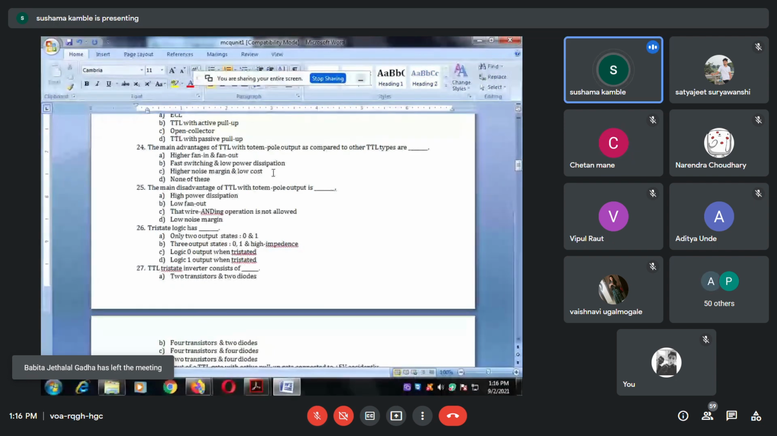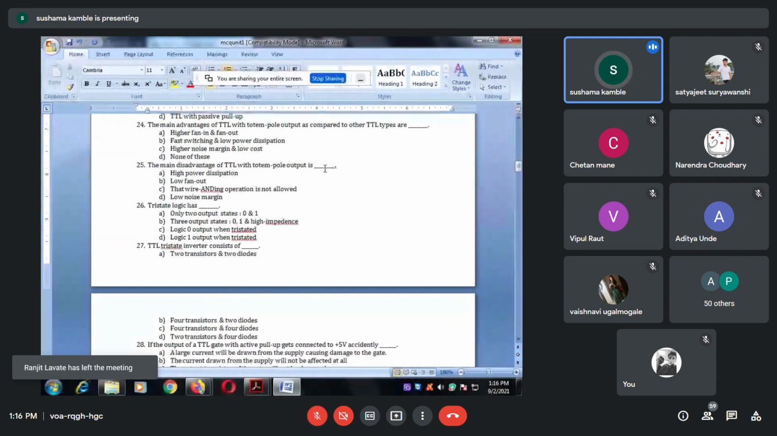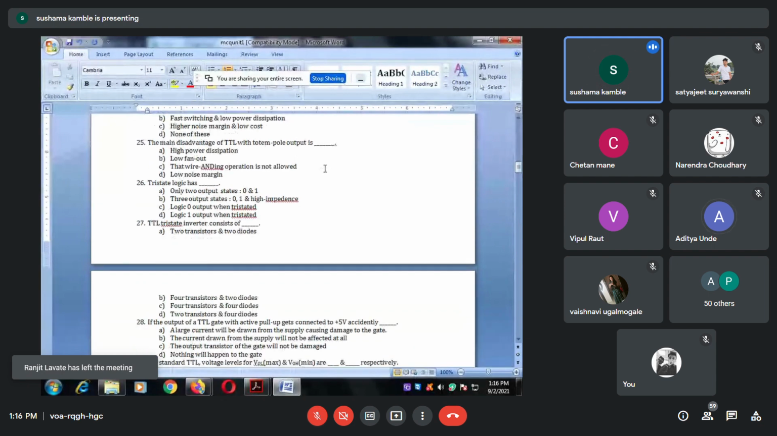किसका माइक ऑन था अभी? बबीता जेठालाल. The main advantage of TTL with totem pole output as compared to other TTL types are higher fan out, fast switching and low power dissipation, higher noise margin and low cost. I'll share the theoretical notes in detail, then we'll see.